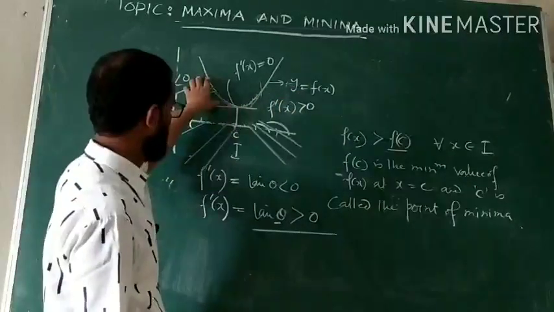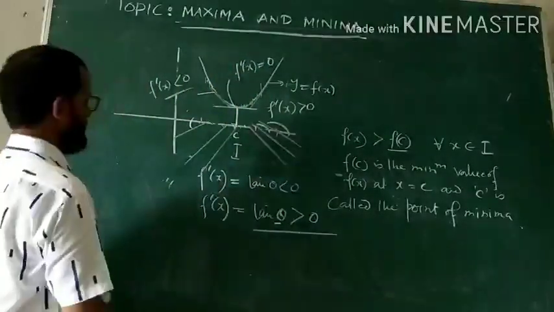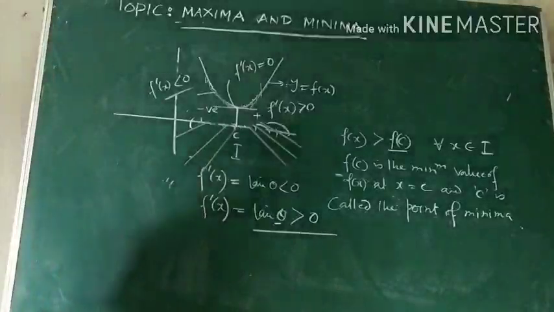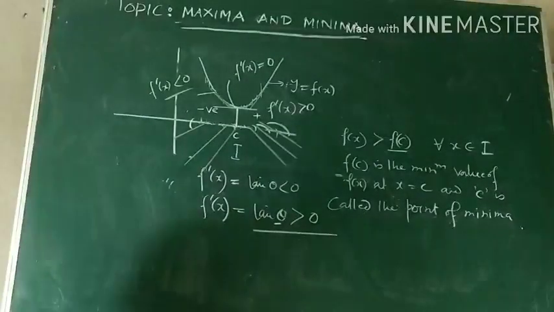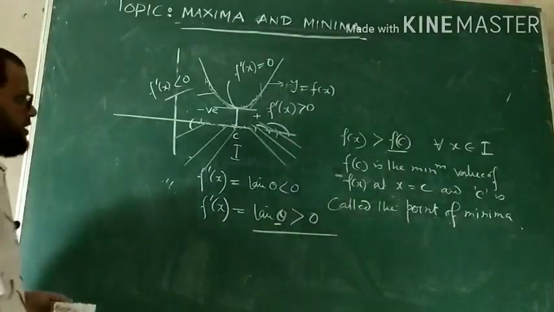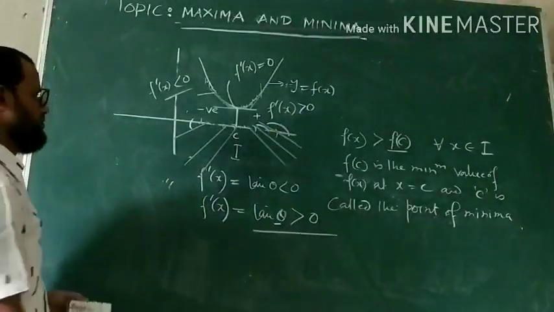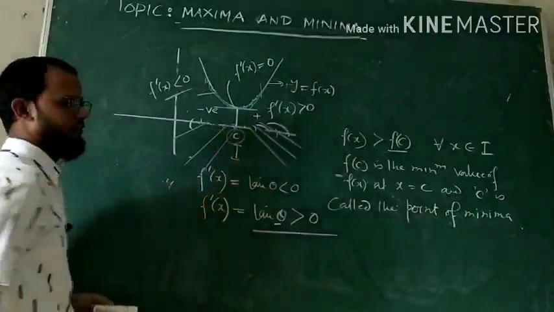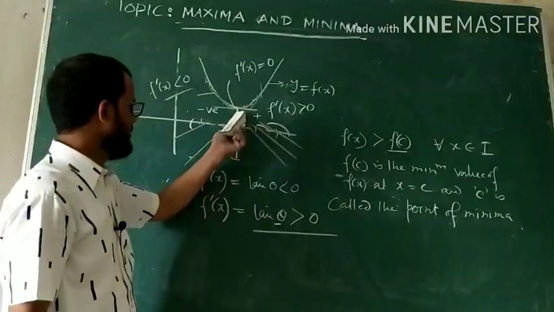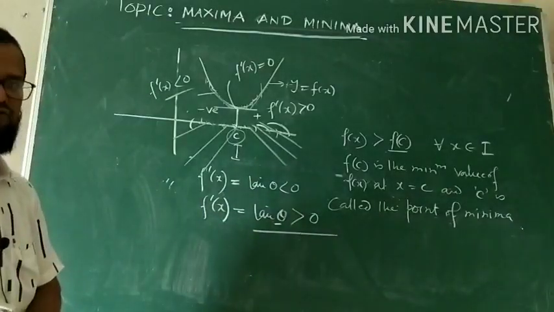On this side it was negative, on that side it is positive, and at x equal to c it is 0. So the sign changes from negative to positive, when x crosses the point c from left to right. Then this particular point c is called the point of minimum. And the minimum value is the value of the function at x equal to c, which is f(c).